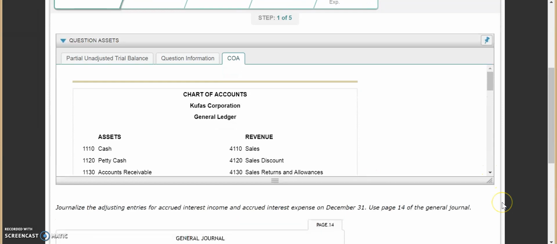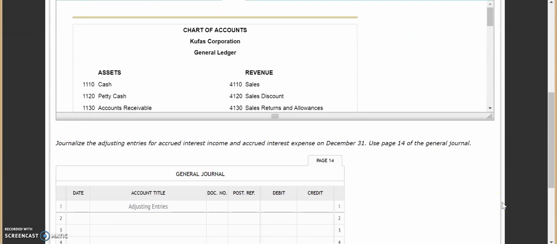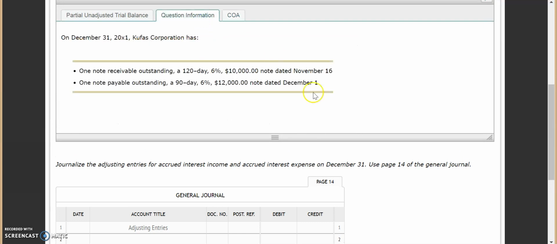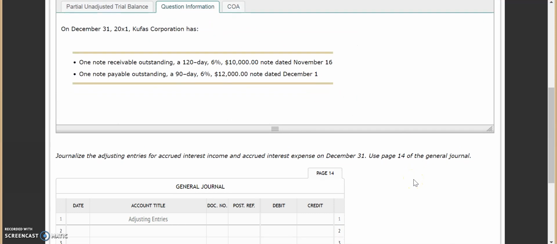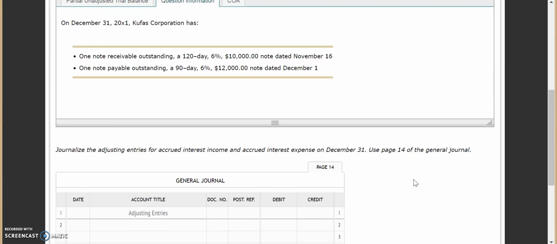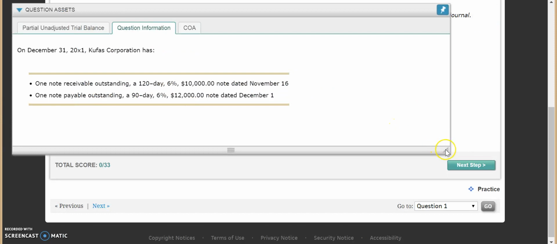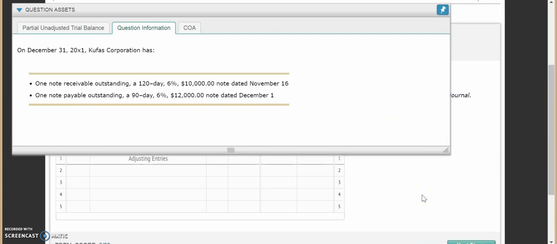So it says that as we scroll down, we're going to journalize the adjusting entries for accrued interest income and accrued interest expense as of December 31st using page 14 of the general journal. So remember, we've done adjusting entries before. This is kind of a review of chapter 19, which was our long-term debt financing chapter.